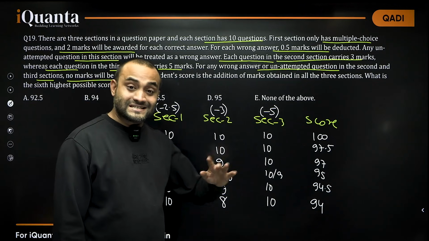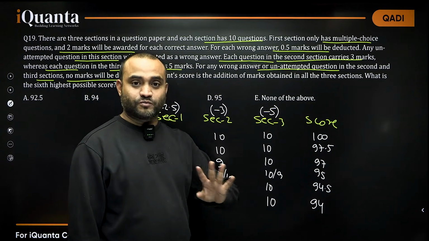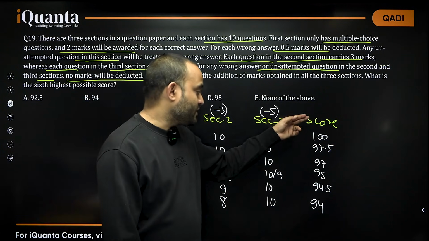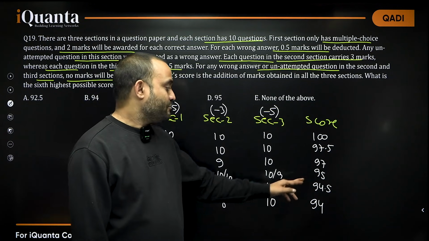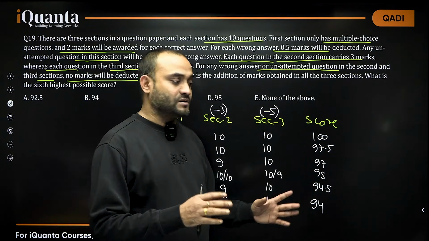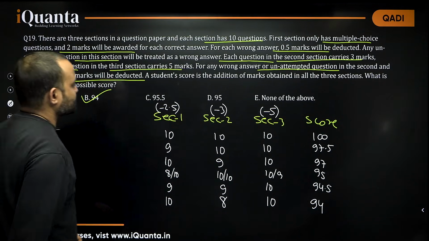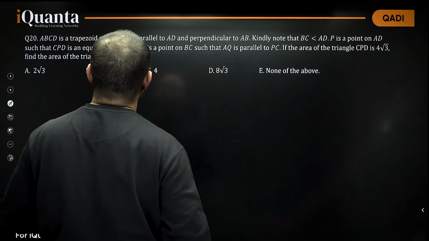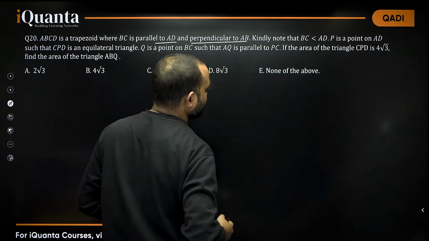So two consecutive scores must vary by at least 0.5. It cannot be less than that, but it will always be a multiple of 0.5. As you can see, there is no score between 97 and 95 possible, but if there is a reduction, it must be at least 0.5, nothing in between. So 94 is the correct answer, which is the sixth highest score possible. Option B.